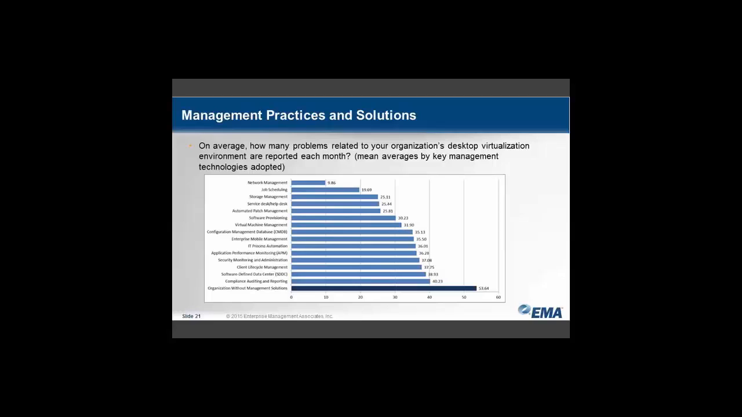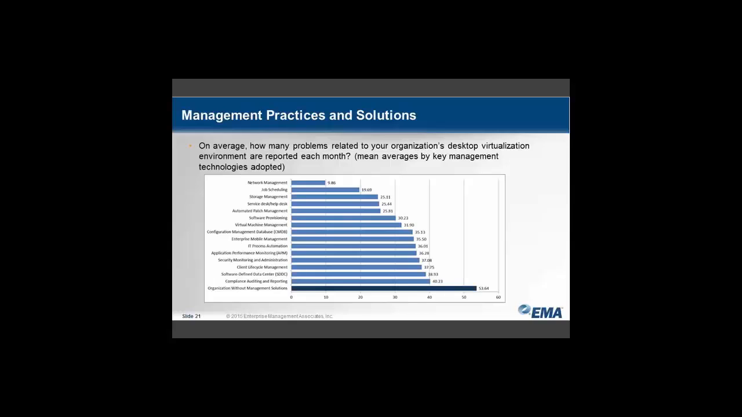By comparing that list of adopted management platforms with each respective responder's identified number of problems per month, we were able to identify which management solutions provided the greatest benefit in supporting desktop virtualization. Now, the dark blue line at the bottom of the chart represents the average number of problems per month reported by organizations that had no management platforms whatsoever. So we can consider that to be a baseline to compare against.